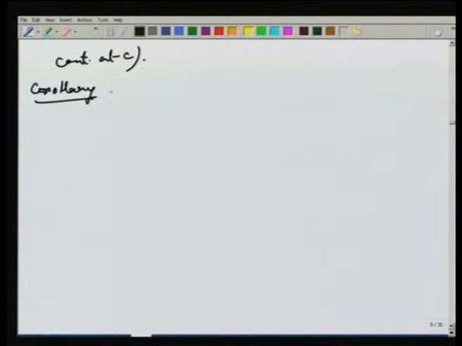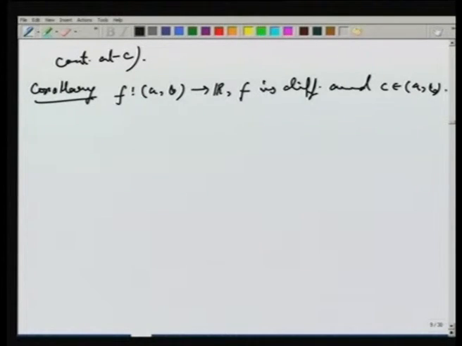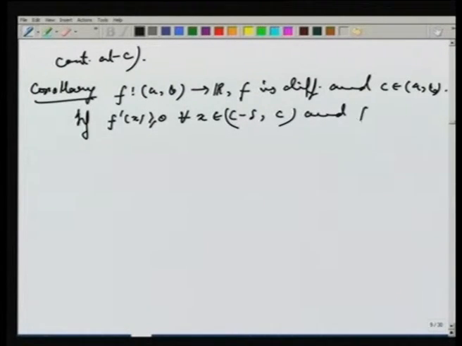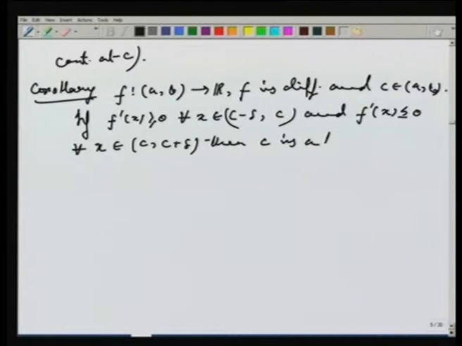Now, the corollary is that suppose f is from (a, b) to R, f is differentiable and c belongs to (a, b). If f prime of x is bigger than or equal to 0 for all x in (c minus delta, c), and f prime of x is less than or equal to 0 for all x in (c, c plus delta), then c is a local max for f. It actually follows from the previous result which we have done.